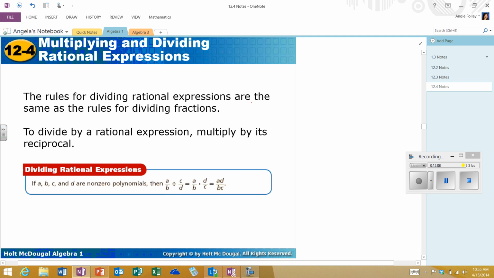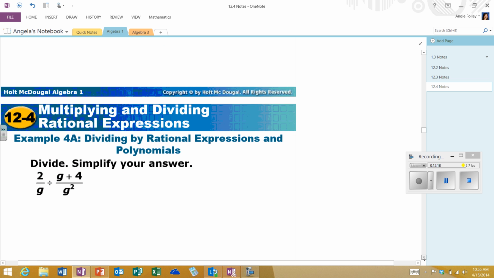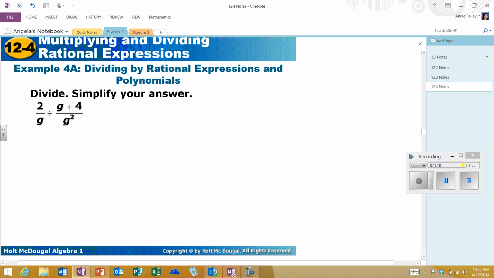If you're dividing rational expressions, the rules for dividing fractions are the same. You would just multiply by the reciprocal, like we did in the warm-up. So let's look at one here. If I have 2 over g divided by g plus 4 over g plus 2, or g squared, I could rewrite that as 2 over g times g squared over g plus 4. Now, these would cancel with this, and I'd be left with 1g, so I'd have 2g over g plus 4, and I would be done.